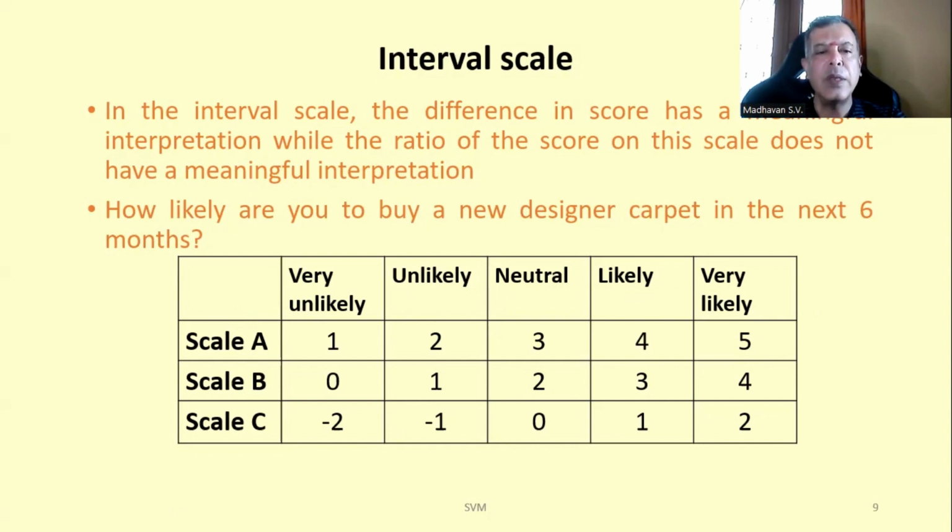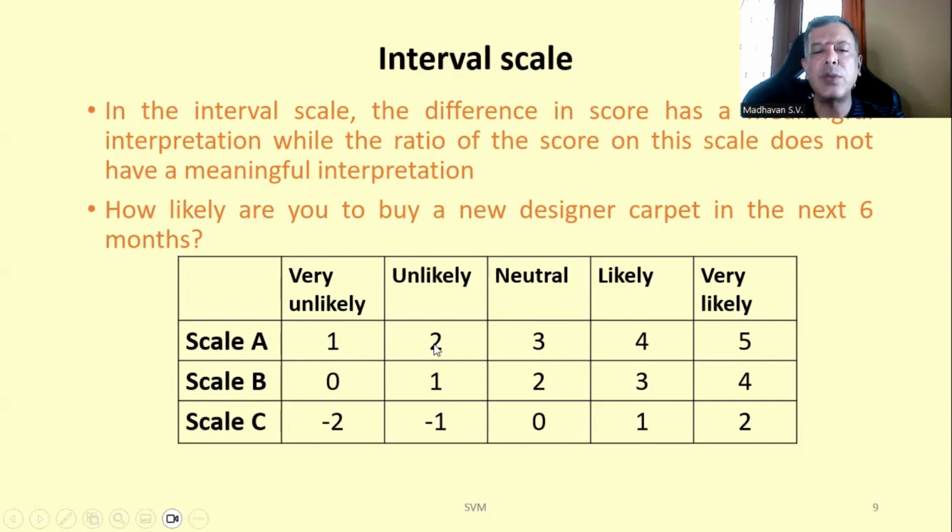So now you can use any of these scales, because the interval remains the same. For example, if one respondent is taking unlikely in any of the scales, and another respondent is choosing likely as the answer, then the difference you may notice in scale A is 4 minus 2, which is 2. In scale B, it is 3 minus 1, 2 only. In scale C, 1 minus -1 is also 2 only. So the interval, the difference, remains the same. Whereas if you think about the ratio, it won't be.